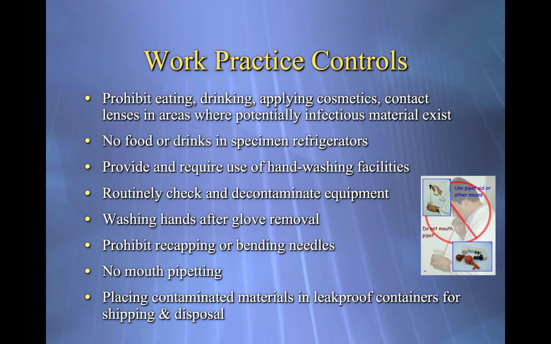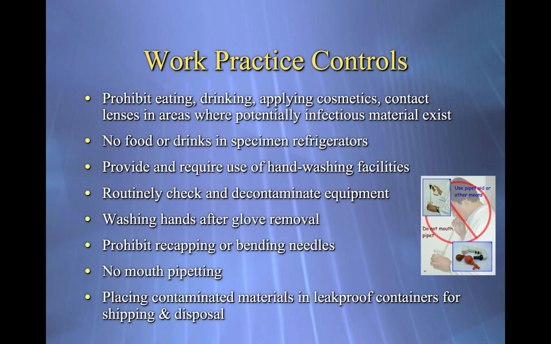They also establish work practice controls. These are very similar in terms of the lab to the universal precautions. So you don't eat, drink, or apply cosmetics or contact lenses in areas where potentially infectious materials exist. No food or drink in specimen refrigerators. Provide and require the use of hand washing facilities. Routinely check and decontaminate equipment. Wash hands after glove removal. Don't recap or bend your needles. No mouth pipetting. And place contaminated materials in leak-proof containers for shipping and disposal. So those are considered work practice controls.